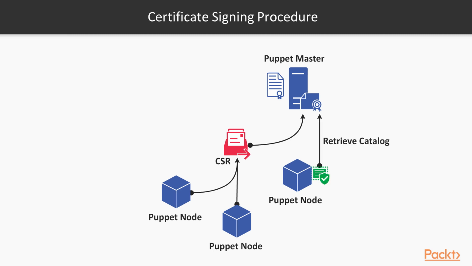Before Puppet agent nodes can retrieve their configuration catalogs, they require a signed certificate from the local Puppet certificate authority. When using Puppet's built-in CA instead of an external CA, agents submit a certificate signing request to the CA Puppet master to retrieve a signed certificate once it's available.